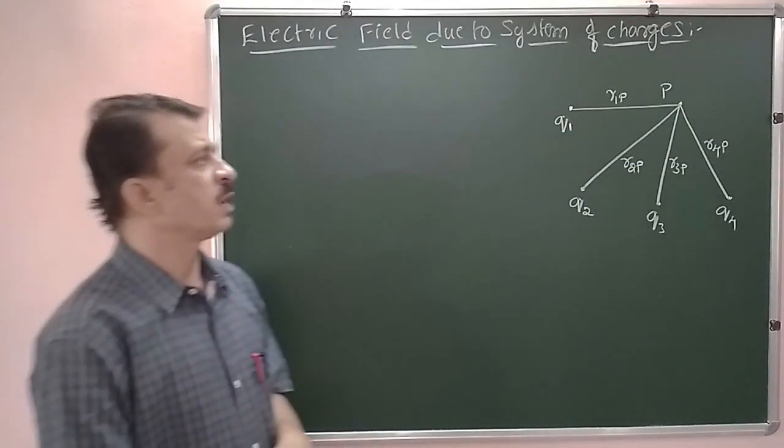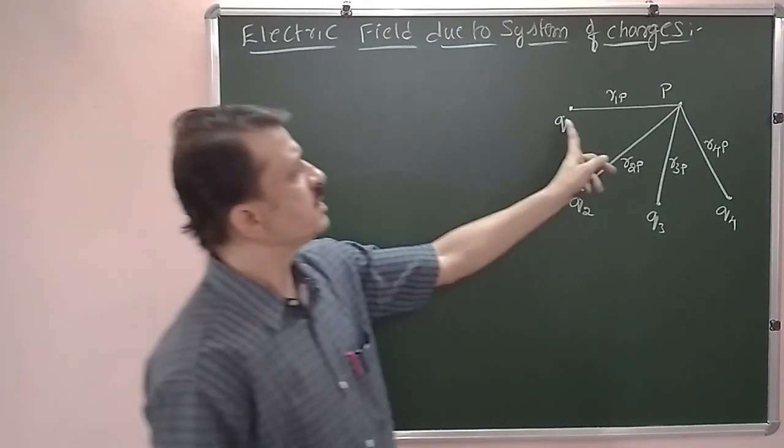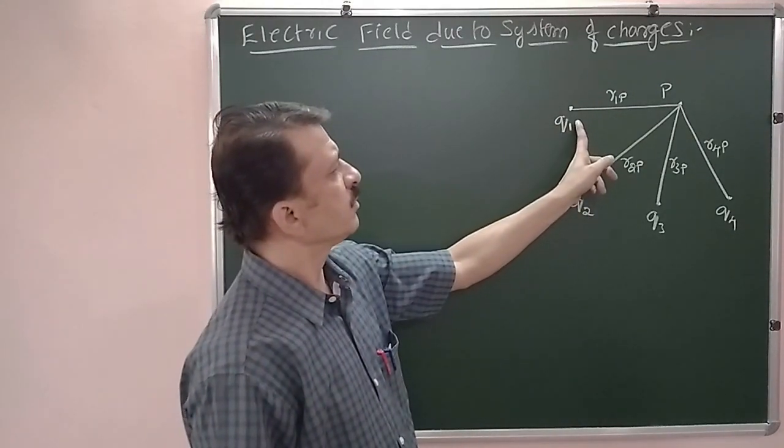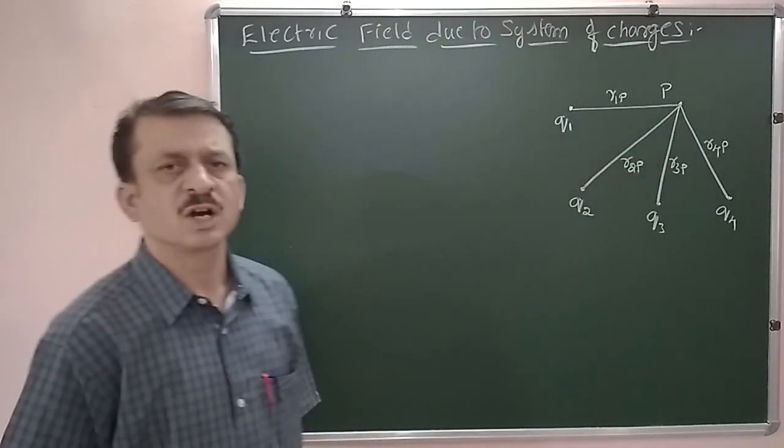Now let me consider one by one. Let me take the first charge Q1, where the point P is at a distance r1P from the charge Q1.